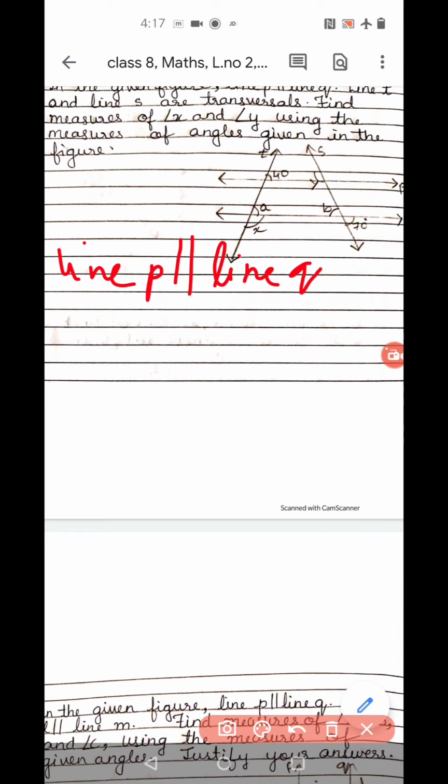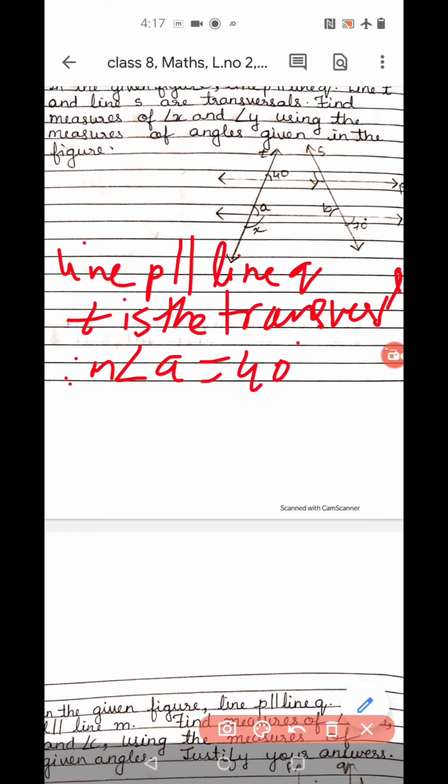So line P is parallel to line Q and T is the transversal. You can see over here, therefore, measure angle A is equal to 40 degrees. If line P and line Q are parallel and line T is the transversal, then measure angle A is equal to 40, because it is a corresponding angle, right? This is a corresponding angle.